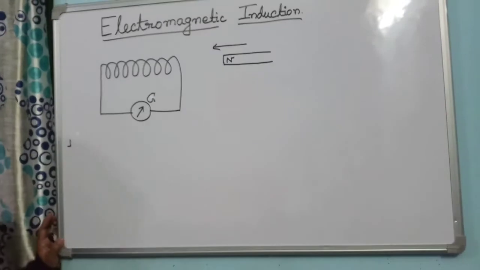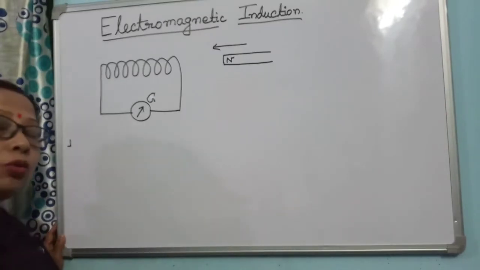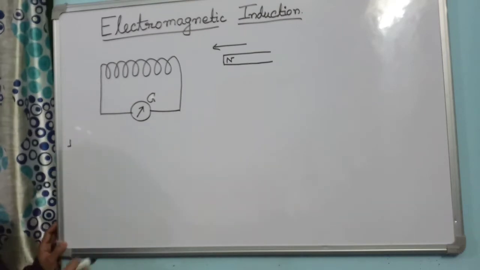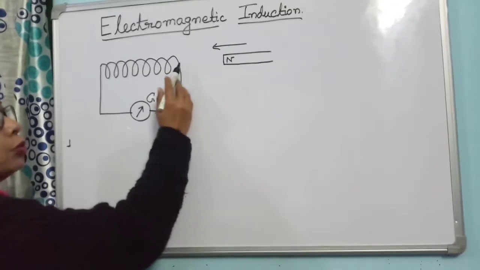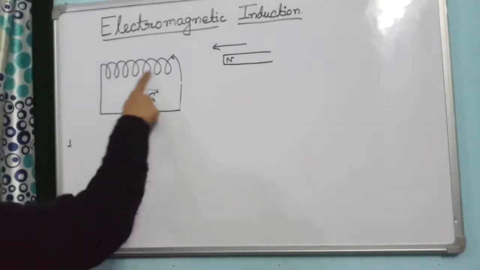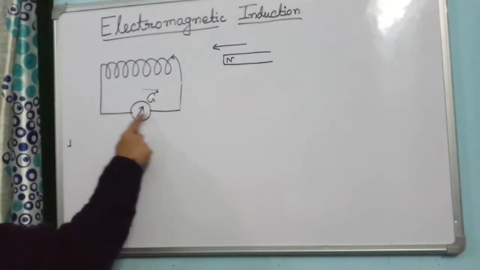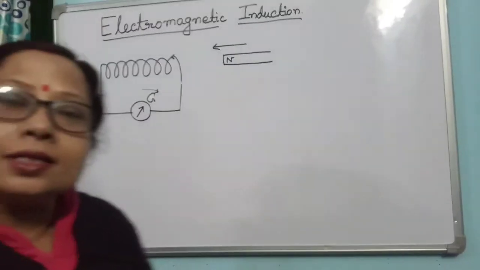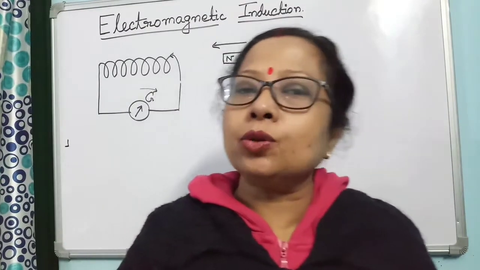Alright. So when the north pole moves towards the coil, as long as the north pole is moving towards the coil, the galvanometer will deflect. Alright, and if the north pole moves towards the coil, then you will observe that current will flow in this direction, and the galvanometer will deflect in this direction. So you see here, there is no source of current, but still the galvanometer is deflecting. What does it indicate? That an EMF is induced in the coil.